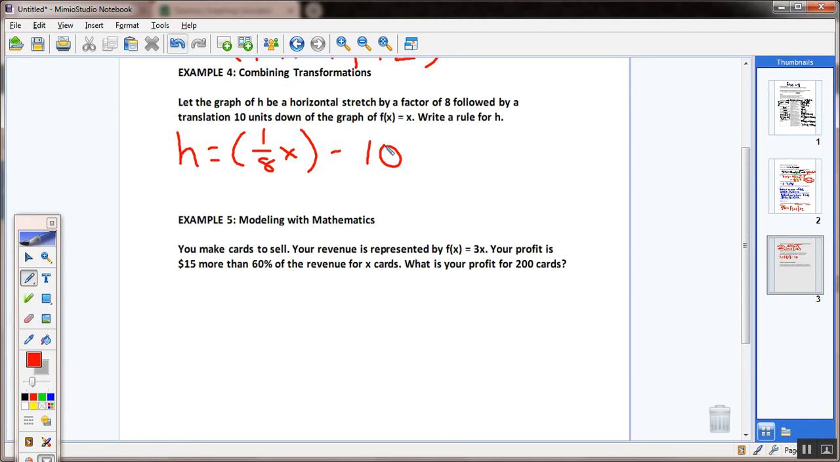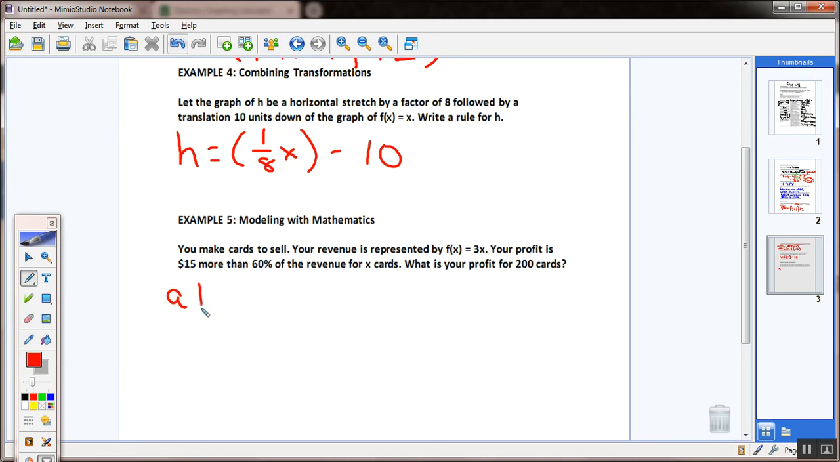All right, last one here then. It says you make cards to sell. Your revenue is represented by f of x equals 3x. Your profit is $15 more than 60% of the revenue for x cards. What's your profit for 200 cards? We could model this with a function. We could graph it. We have to come up with a function for profit.